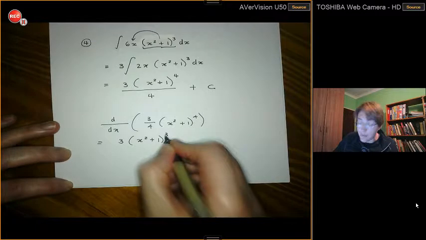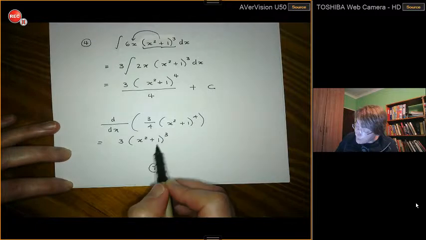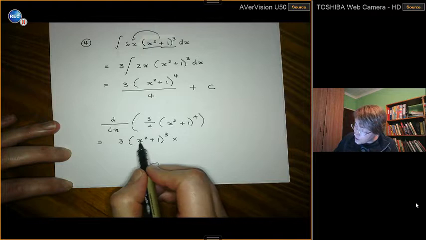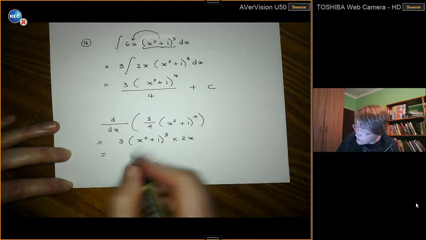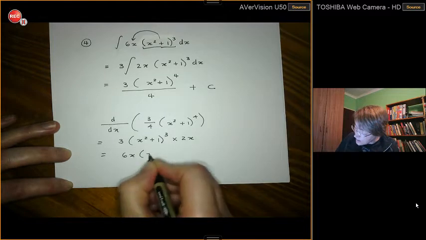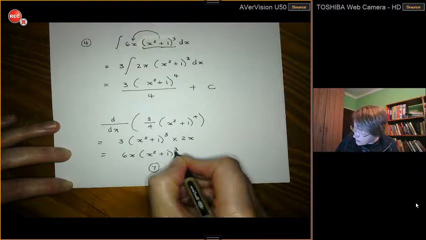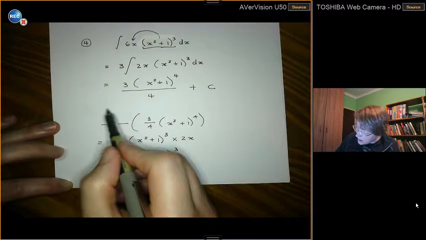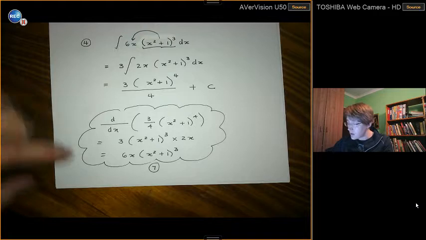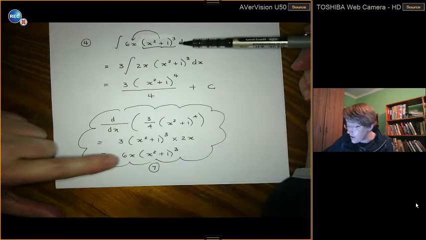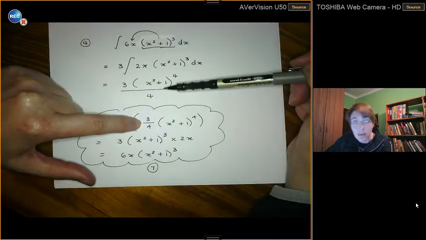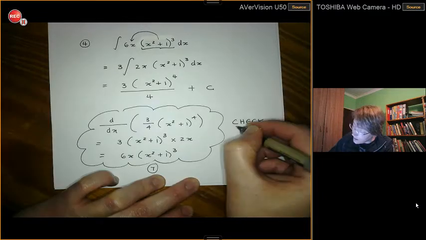Now according to the chain rule, I then have to find the derivative of the inside. So the derivative of the inside is going to be 2x. Now if I clean all of this up, then 3 times 2x gives me 6x times x squared plus 1 to the power of 3. And then, as you guys can hopefully very clearly see, this is back to the original sum. So I know for a fact that if this is the derivative of that, then the integral is this. So that again is just a nice little check to make sure that you are doing it correctly.